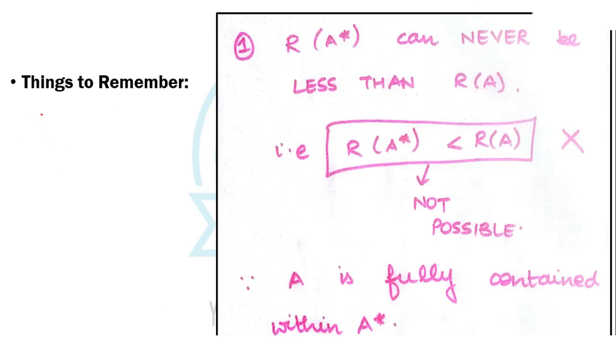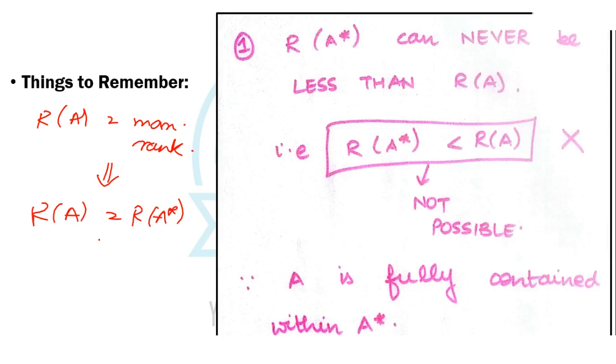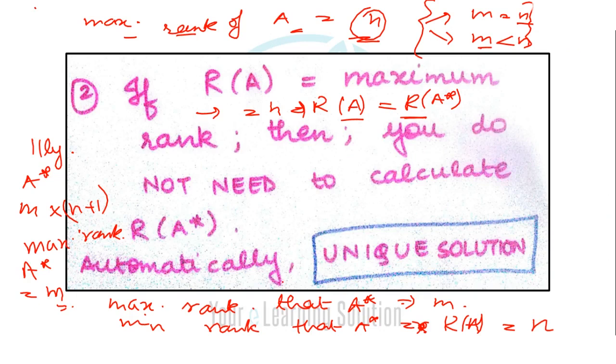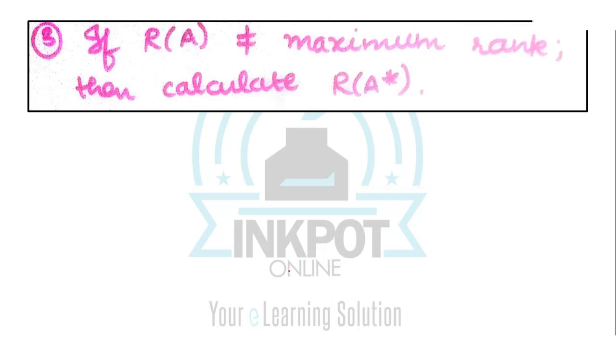All I'm saying is the following. When rank of A is equal to the maximum rank, this automatically implies that rank of A equals rank of A star, which is equal to n, because the maximum rank that A can have is anyway equal to n. Which implies that this is a unique solution. Automatically, it's the first case. So you don't need to calculate the rank of A star at all. You automatically know that it's a unique solution.